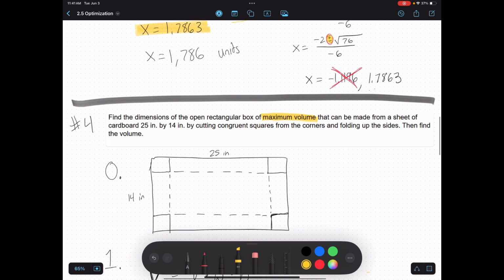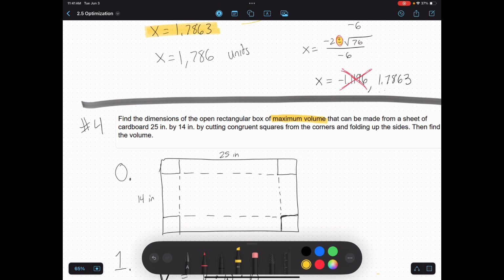And you'll notice this one, you can draw a picture for step 0. So I've got my diagram by cutting congruent squares from the corners and then folding up the sides. So first thing you have to do with this problem is be able to visualize what's actually going on. I'm cutting out those corners and then folding along the dotted lines in order to make a box.